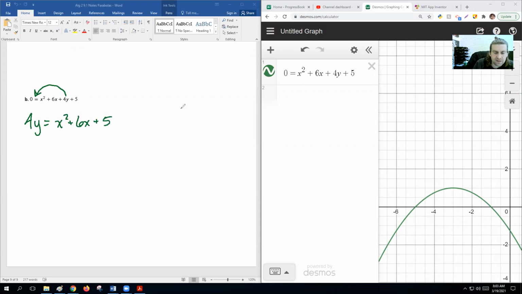Okay, so we have a problem here. We actually have a number in front of the y, meaning we need to divide everything by 4. This is not going to be fun, but we'll deal with it. So we get y equals, this becomes 1/4 x squared plus, now we can simplify this if we want, but I'm going to leave this as 6/4 x and then plus 5/4.